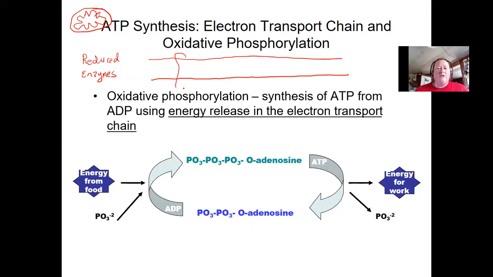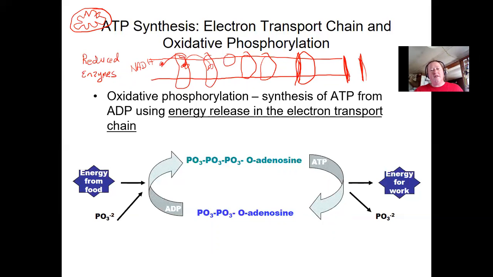And there are some proteins in there. Some of them are integral proteins. They span the entire membrane. Some of them are not. I don't remember off the top of my head how many there are. And then I'll stick another protein there, and then there is a channel here. So these reduced enzymes will lose their electrons, and the electron will bounce from this protein to this protein to this protein to this protein to this protein.